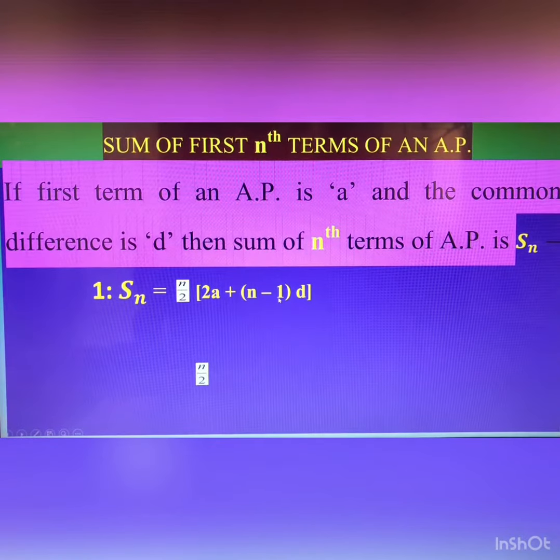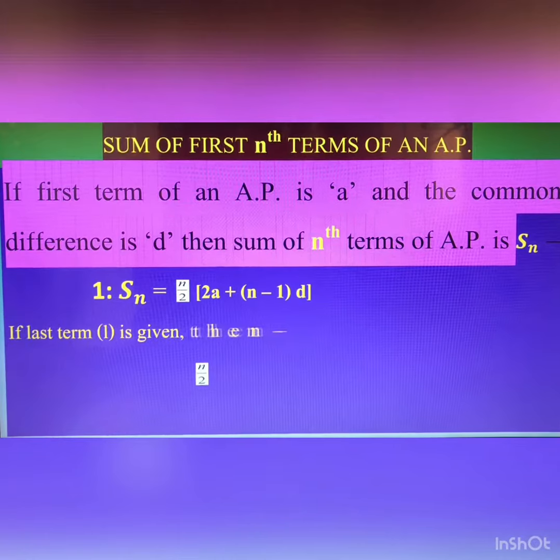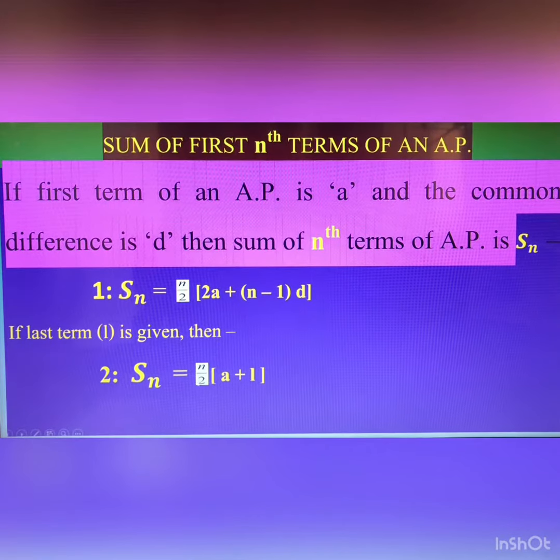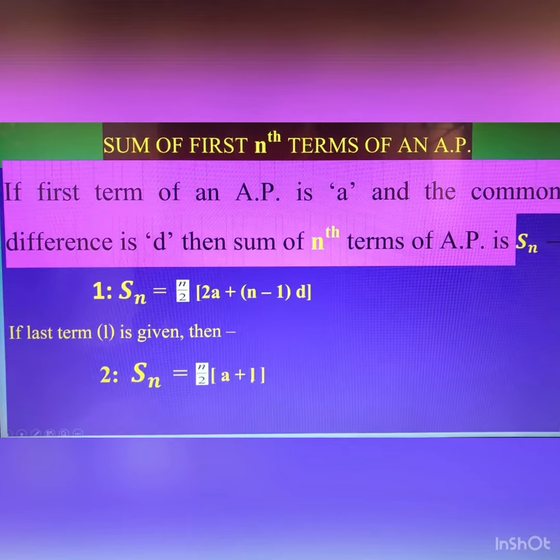But if the last term is given, then we will use the shortcut formula, that is Sn equal to n by 2 multiplied into (a plus l). If the last term is given, then we can apply this formula, that is n by 2 into (a plus l).